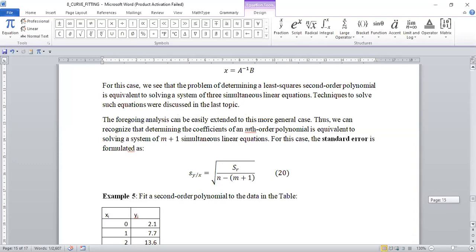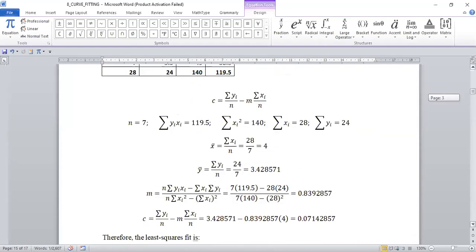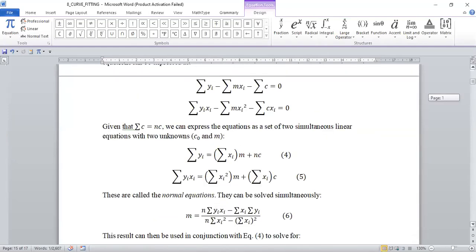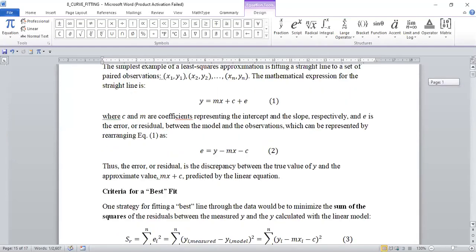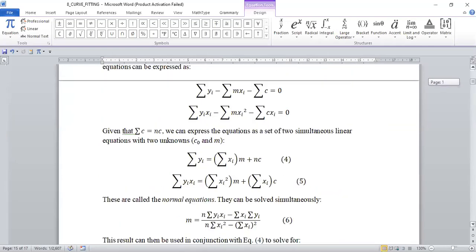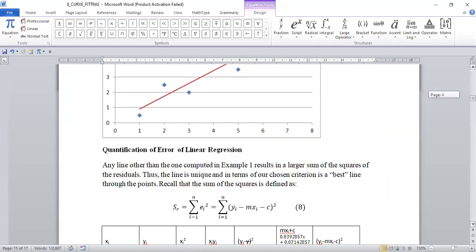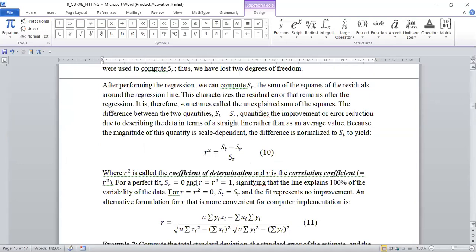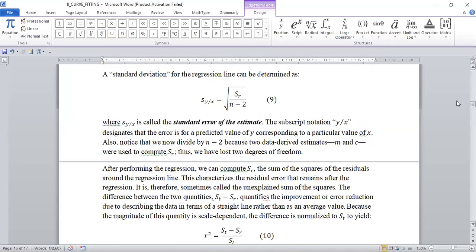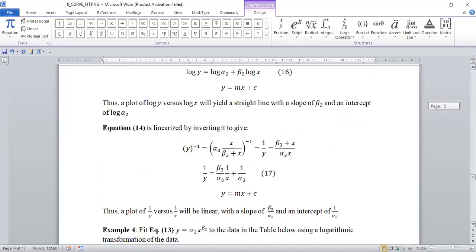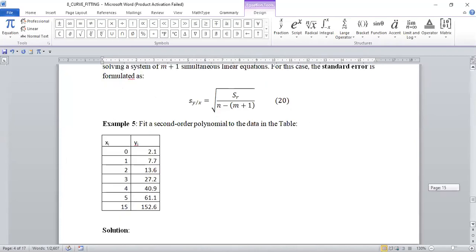I was saying that for linear regression, in order to calculate the standard error of estimate, this is the formula. Let me just go to the formula. So this is the formula to calculate the standard error of estimate. That's for linear regression. But for polynomial regression, this is the formula to calculate the standard error of estimate.